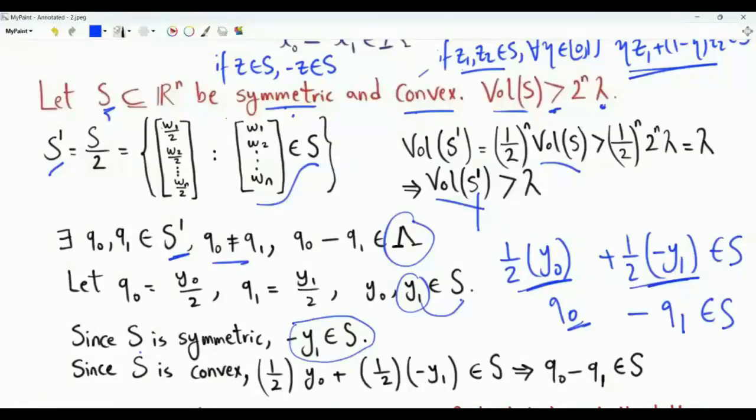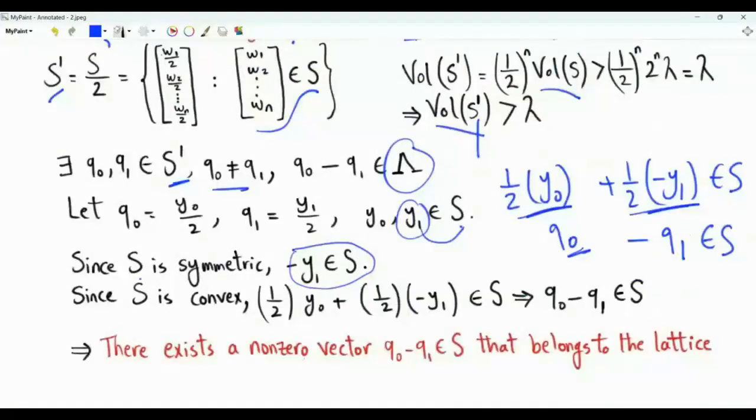If there is a set S that is symmetric, convex, and with a volume that is strictly greater than 2 to the n times lambda, then there is a non-zero lattice vector. In our case here, q0 minus q1 is in S and also in the lattice, big lambda.